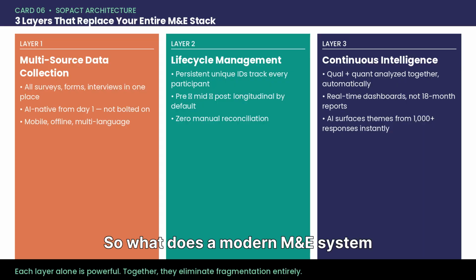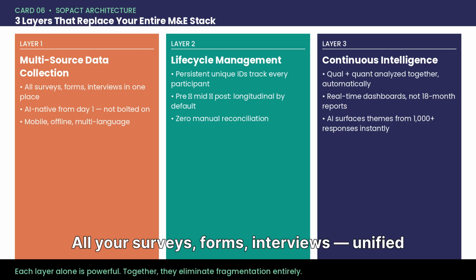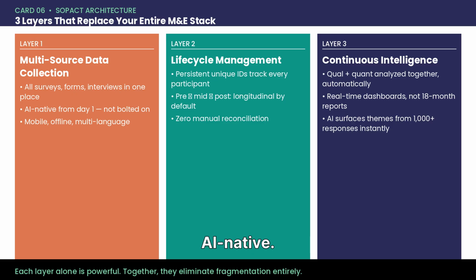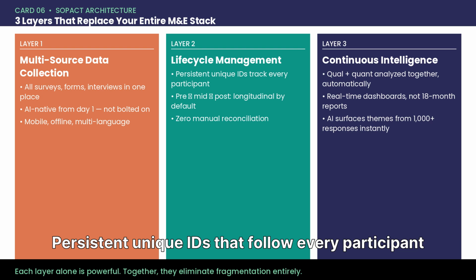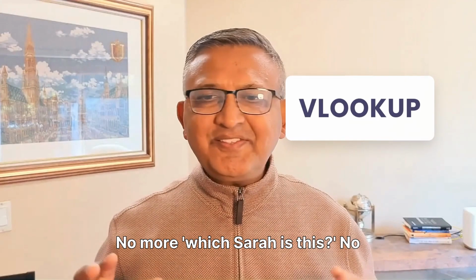So what does a modern M&E system actually look like? Layer 1, multi-source data collection. All your surveys, forms, interviews, unified from day one. AI native, not bolted on, built that way. Layer 2, lifecycle management. Persistent, unique IDs that follow every participant automatically. No more which Sarah is this.